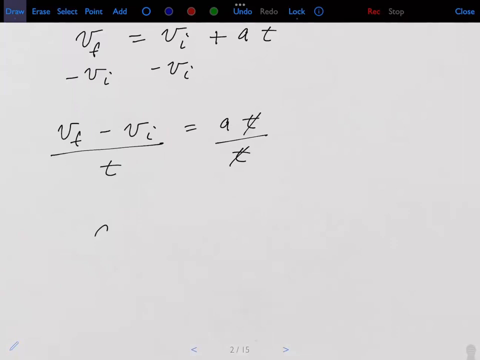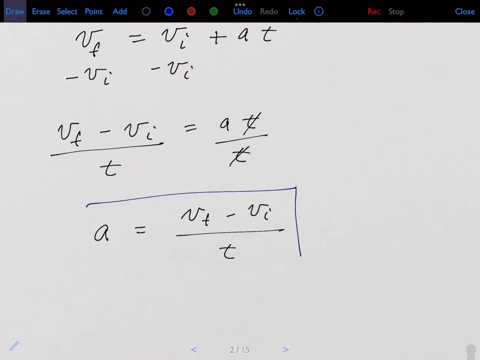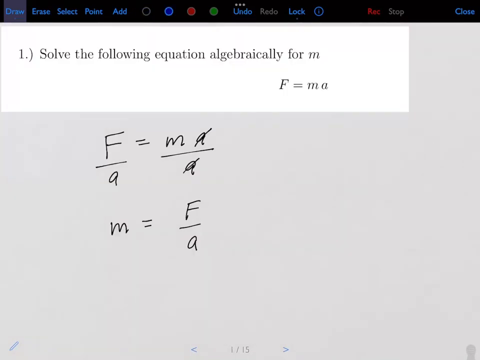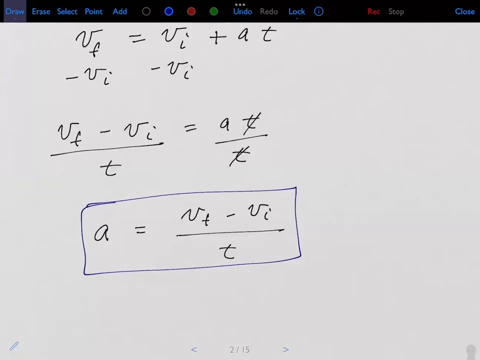So since we're solving for a, I'll write that on the left-hand side, and then on the right-hand side, I have v final minus v initial over t. And that would be the solution. Here, let me box in these solutions here. First page. Okay, so a equals v final minus v initial divided by t. So often you're going to be asked to manipulate equations in this class. So we want to do some practice with that. Okay, the next question.